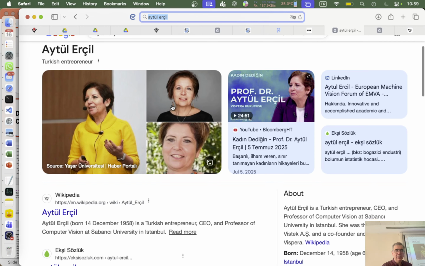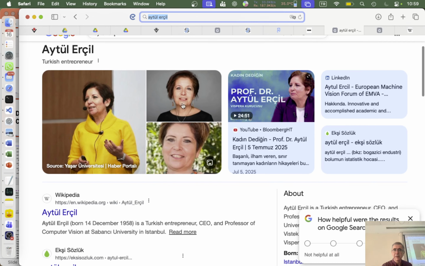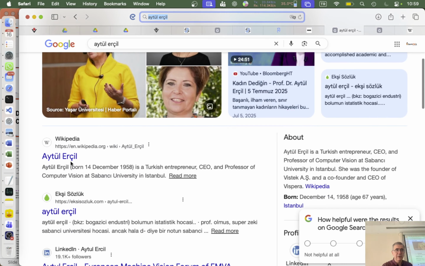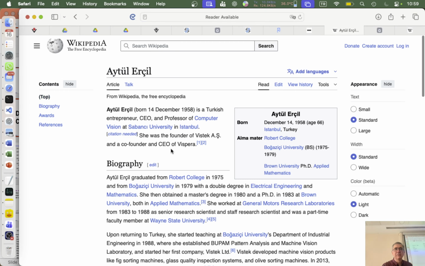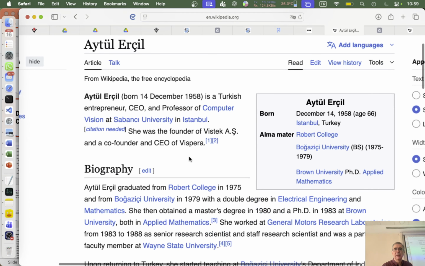She has a company about vision. From Brown.